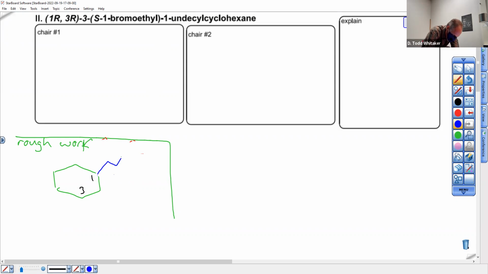1, 2, 4, 6, 8, 10, 11. It's a stereo center. Carbon 1's a stereo center, right? And a stereo center has to have 4 different substituents, right? What's the 4th substituent? Hydrogen. Thank you very much.